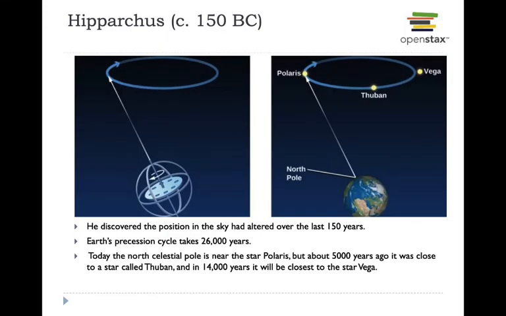Hipparchus here in 150 BC knew about precession, and that's that the Earth also moves around like a top. So apart from it rotating, it moves like a top, kind of wobbles around. And so where our north is pointing at changes. Currently, Polaris is the North Star, but later on, Vega will be the North Star. This cycle takes about 26,000 years. So not only was he aware of that, he was able to monitor that for some time and do these calculations there.